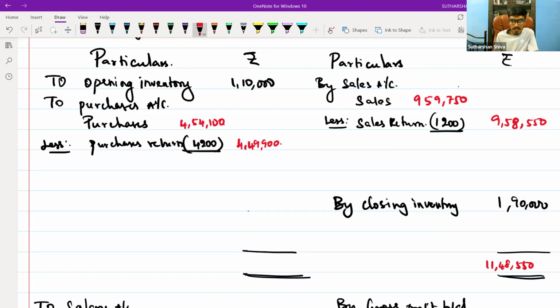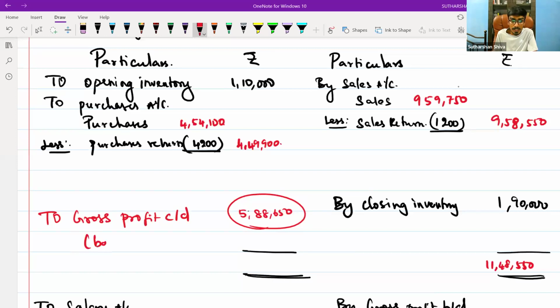Give me the final value, that is 5,88,650. That is your gross profit. Gross profit carried down is your balancing figure in this question. In some questions you may get opening inventory as your balancing figure while preparing a trading account. In some cases, you may get your closing inventory.